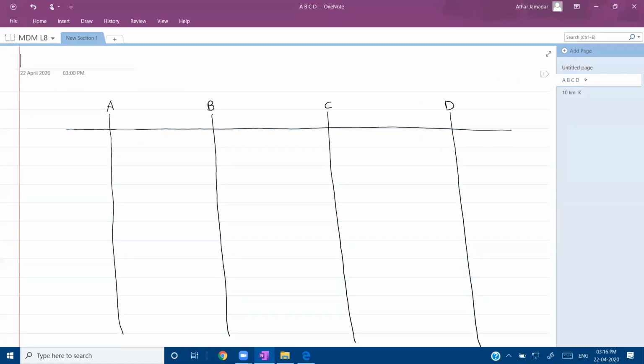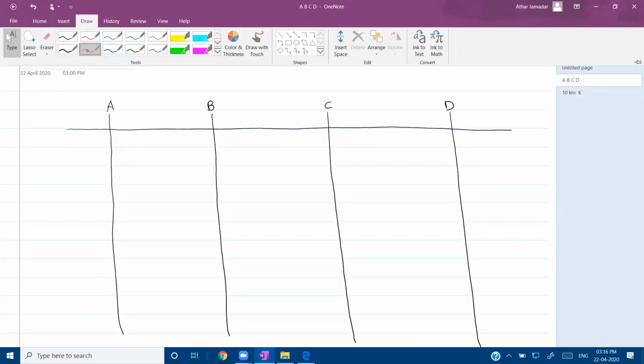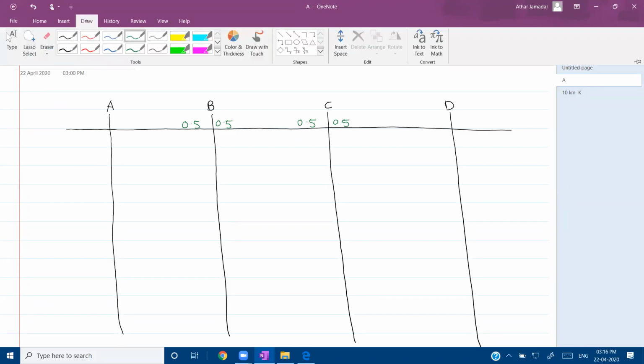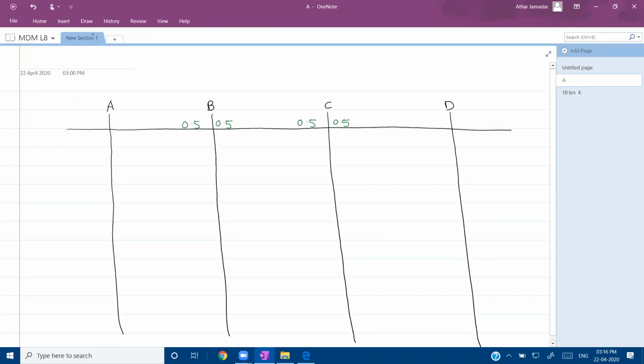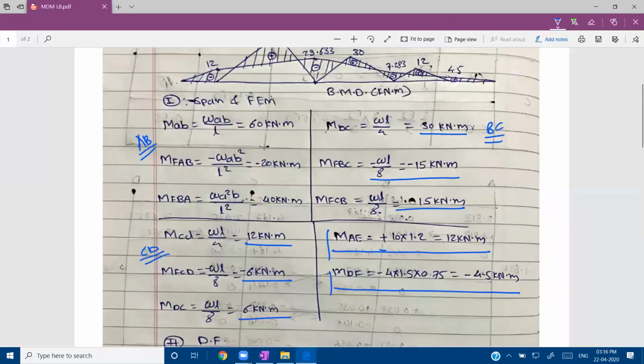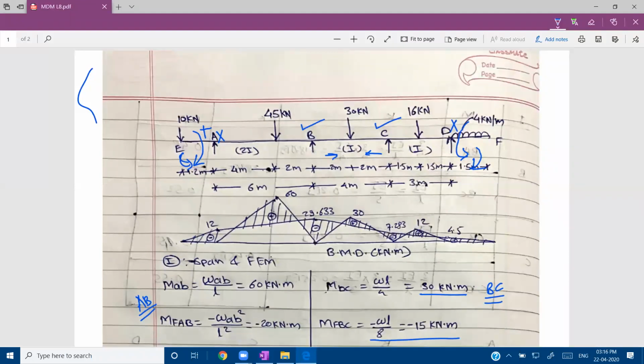so first in the MDM table, we generally write down the distribution factors. So for BA, distribution factor is 0.5. For BC, it is 0.5. For CB also 0.5. For CD, it is 0.5. Now, next step usually in the MDM table is writing of your fixed end moment. But if you recall, we are having this problem of overhanging spans. So whenever there is an overhanging span, first of all, we have to nullify or balance this overhanging support.